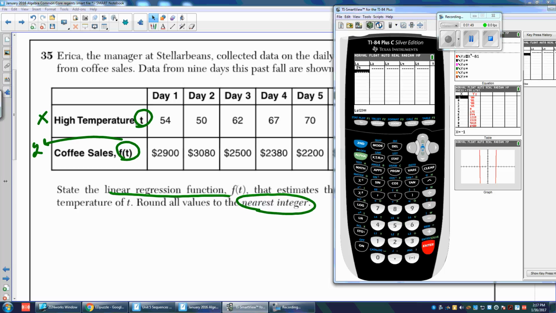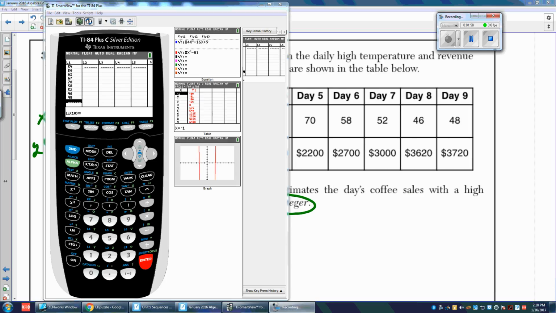Now, the L1 data is 54. You hit enter. They're all the X's, and then 50 and hit enter. 62 and hit enter. Once you enter in all of the X values, you'll notice right down on the bottom, it says that I'm on the 10th data. And since I'm on a blank, that's right, because there are 9 numbers I entered. That's just a way to check to make sure that I entered in the proper quantity of numbers.